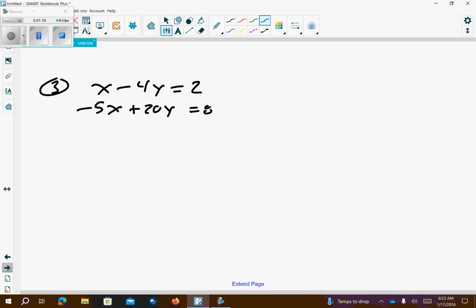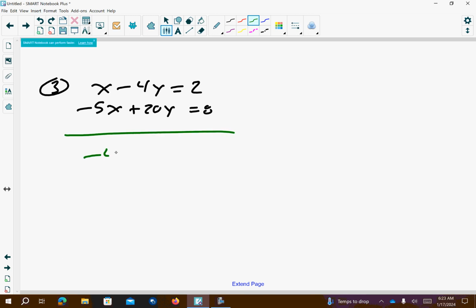Number 3. Right now, if we add the equations together, I'm just going to show you this real quick. Don't copy this down. This would give me negative 4x plus 16y equals 10. So it didn't get rid of x or y. So you don't want to do it that way. What we want to think is, do I want to get rid of x or y? It doesn't really matter which one.